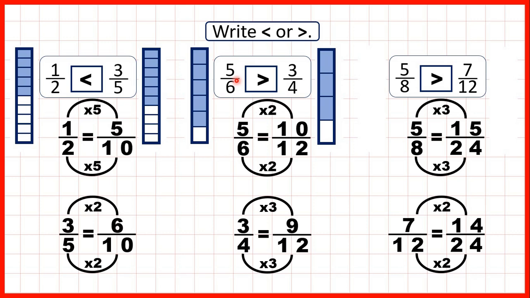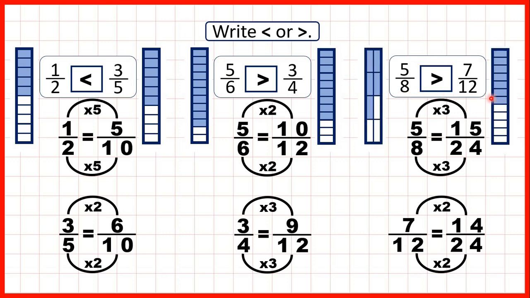We changed 5/6 into 10/12 and 3/4 into 9/12, so we knew that 5/6 was larger. Finally, we had 5/8 and 7/12. We changed both into fractions with denominators of 24, and because 5/8 was equivalent to 15 over 24 and 7/12 only equivalent to 14, we knew that 5/8 was our larger fraction.